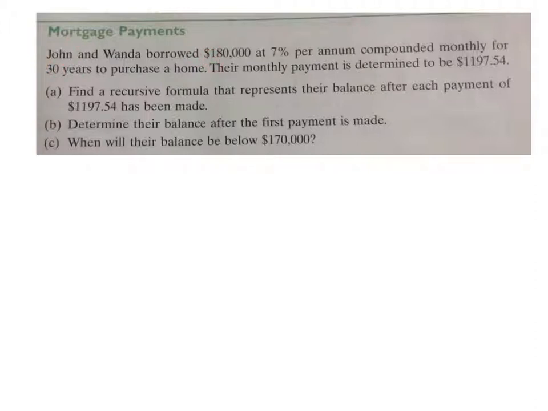So they've already calculated how much they need to pay per month to have it exactly paid off after 30 years. So you just want to answer these other questions: find the formula, determine the balance after the first payment, and when is the balance below $170,000. And then make sure that when you get to n equal to 30, the balance is 0, as it should be. All right, so give that a shot.